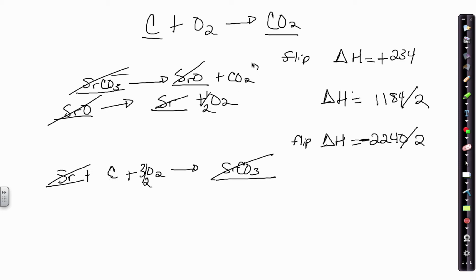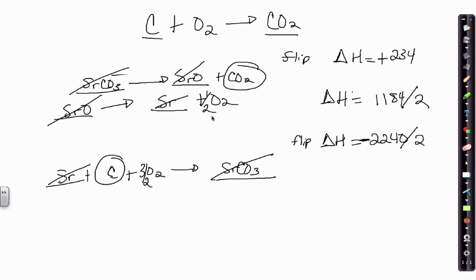All right, CO2 will not go away, which is good. I don't want it to. Carbon will also not go away. Now I need to figure out what to do about these oxygens. Well, I've got half an O2 here and 3 halves here. Well, the smaller one will cancel. They're on opposite sides, so that one will cancel. But I also need to cancel out another half an O2 here.